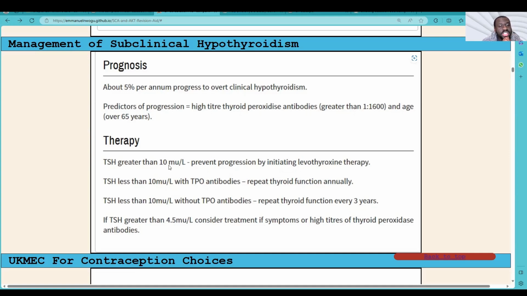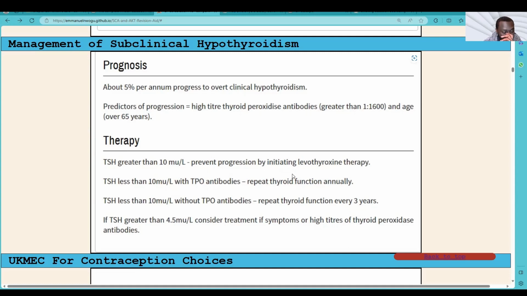Therapy: if TSH is greater than 10, prevent progression by initiating levothyroxine therapy, because the TSH is not well suppressed. If TSH is less than 10, with presence of thyroid peroxidase antibodies, repeat thyroid function annually. If TSH is less than 10 and there are no TPO antibodies, repeat thyroid function every 3 years. If TSH is greater than 4.5, consider treatment if symptoms or high titers of thyroid peroxidase antibodies.